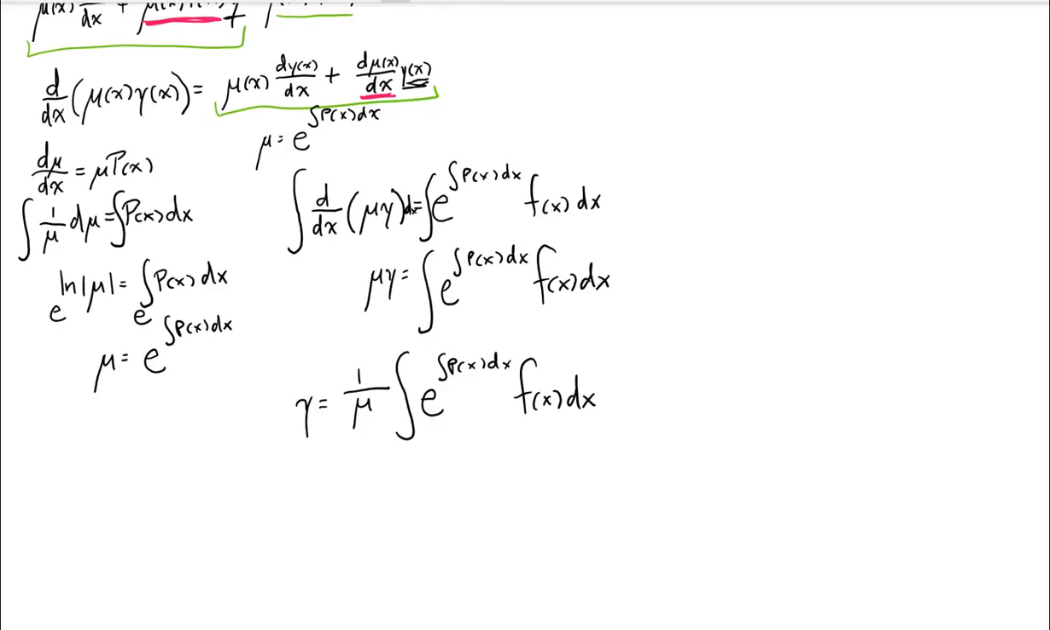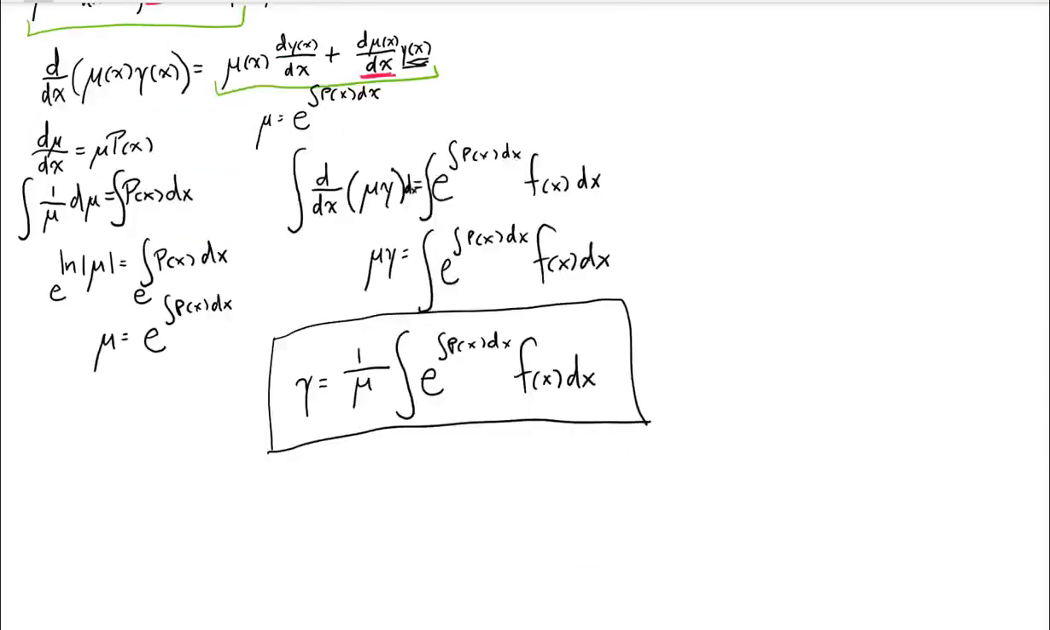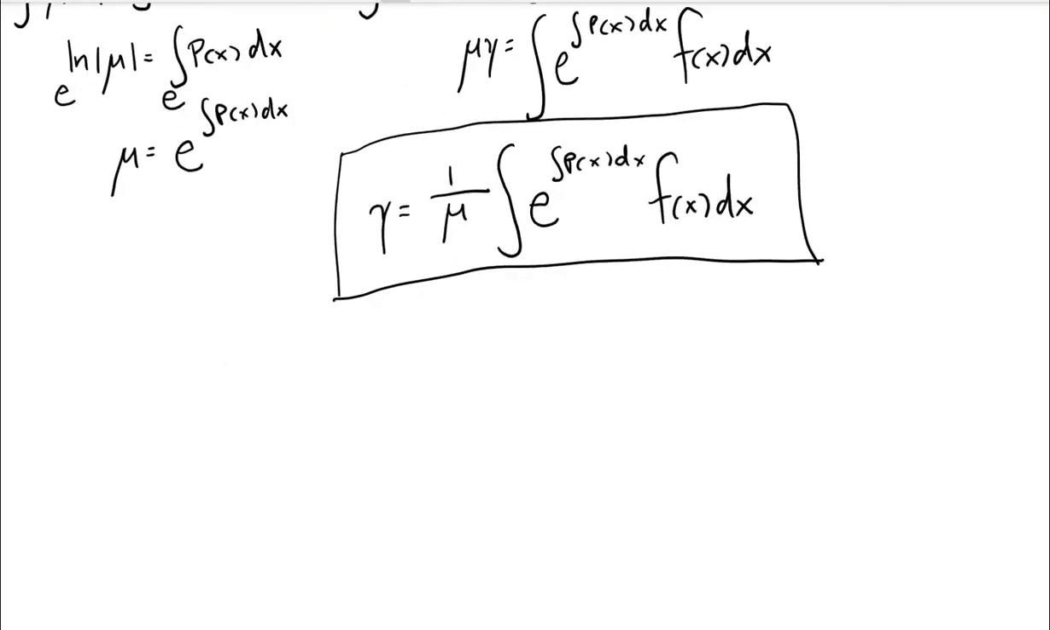Wow. So we've created a formula now for our solution, and we've shown that if we can find this term mu of x, which we actually have a name for, mu of x we will call our integrating factor. Integrating factor is going to help us integrate this function.